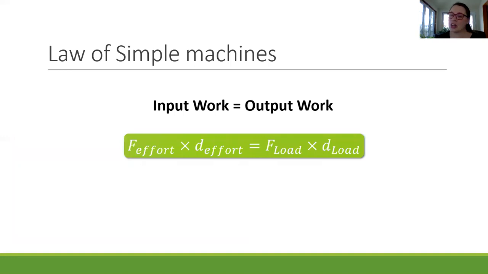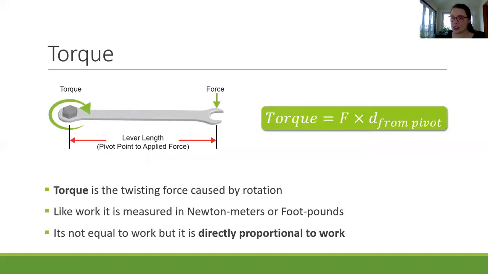First of all, let's think about the law of simple machines. The law of simple machines, going back to our very first video, says that input work equals output work, or effort force times effort distance equals load force times load distance. Now, sometimes it's not easy to find the effort force or to find the effort distance. Likewise, it's not always easy to find the load distance and the load force. So for some simple machines, we use torque.